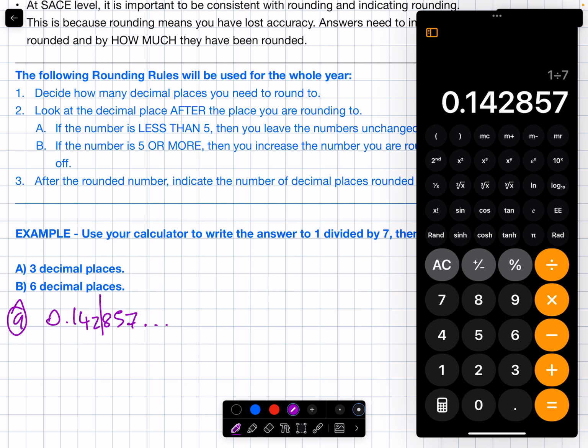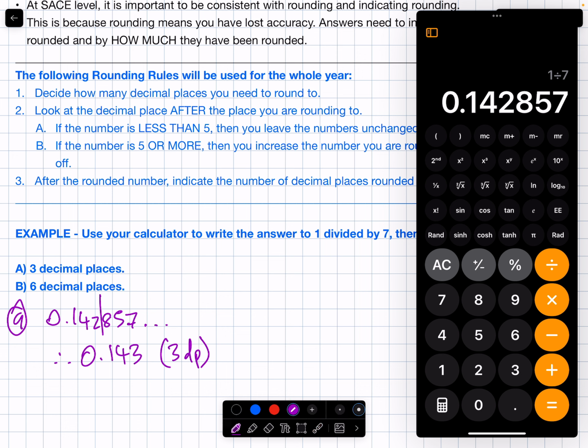8. If the number is less than 5, I leave all the numbers alone and I cut off. If the number is 5 or more, what do I do? I round up. So therefore, it's going to be 0.143. Now I cut off and I put in brackets 3 DP. Okay? Why do I do that? This indicates that I've lost accuracy, and the 3 DP tells you the level of inaccuracy. Does that make sense? Yeah.